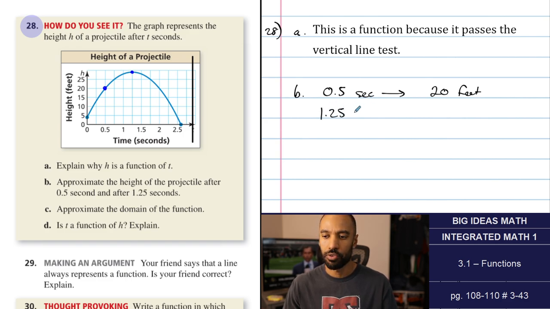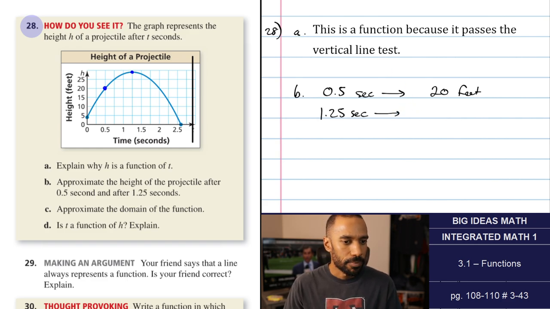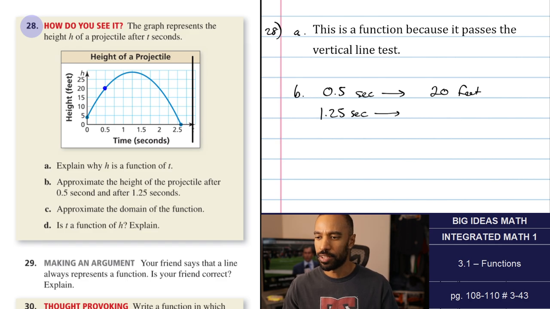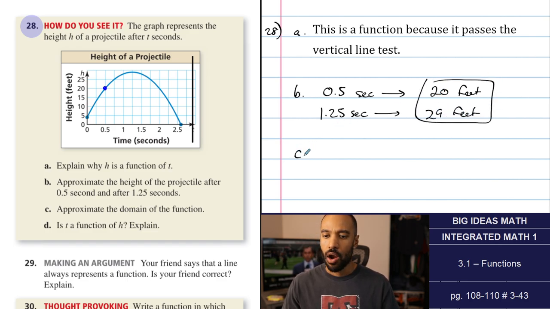At 1.25 seconds, these go by fives. I don't know, 28 feet, 29 feet. Let me erase that and see that a little better. It's probably closer to 29, say 29 feet. All right, part C, approximate the domain of the function.